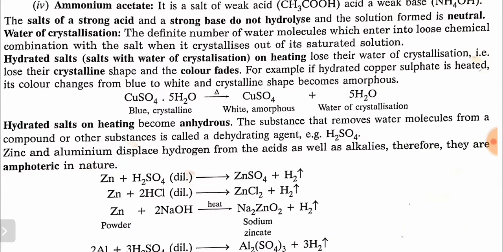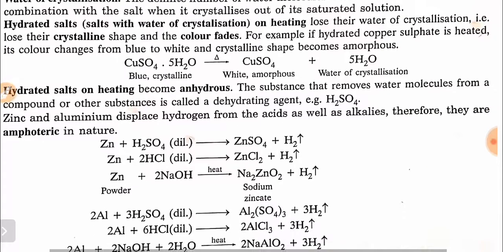Zinc and aluminium displace hydrogen from the acids as well as alkalis. Therefore, they are amphoteric in nature. Sometimes a question is also asked in the exam: is zinc amphoteric in nature or not, true or false. So both are amphoteric in nature because they displace hydrogen from the acids as well as from the bases or alkalis.